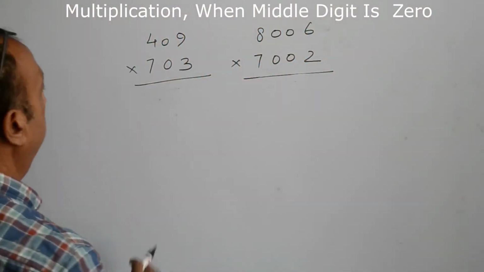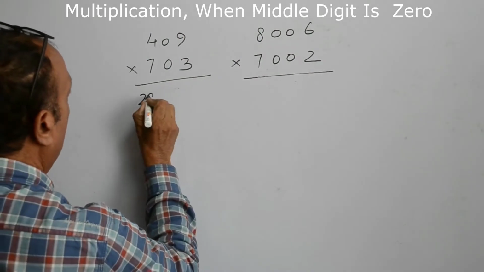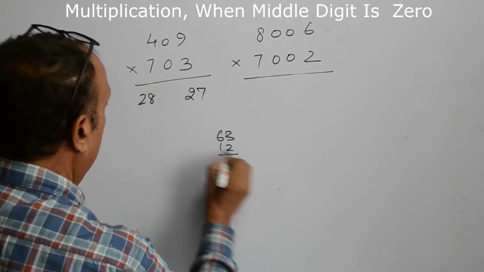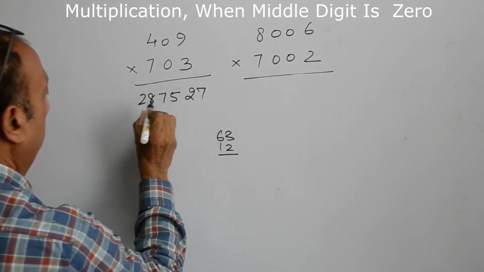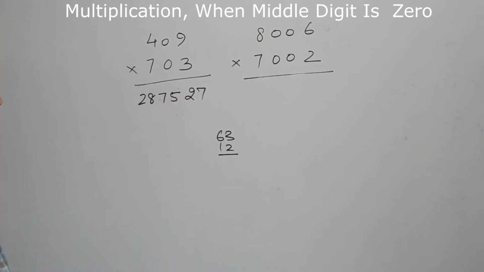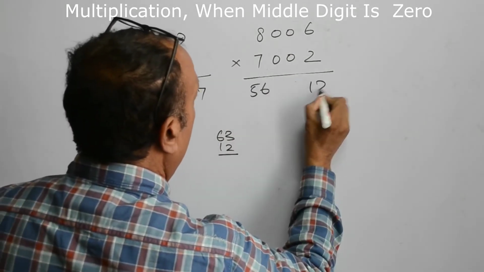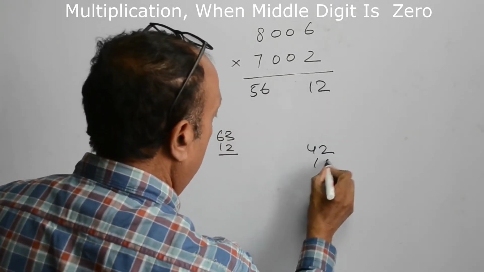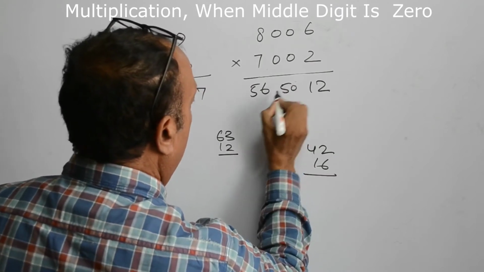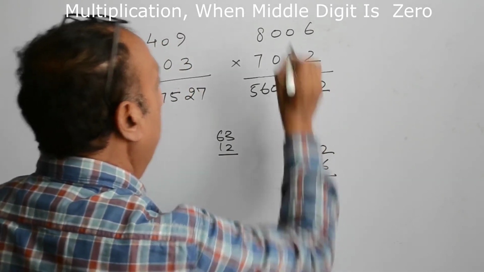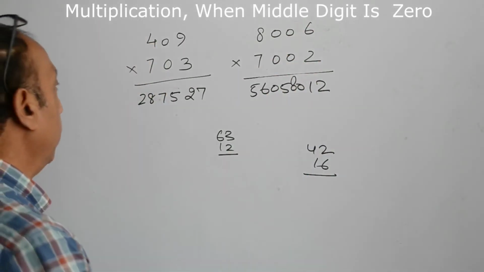The solution of this problem is 28, 27, 287, 527 is the answer of this problem, and here it is 56, 12, 560, 580, 12 is the answer of this problem.